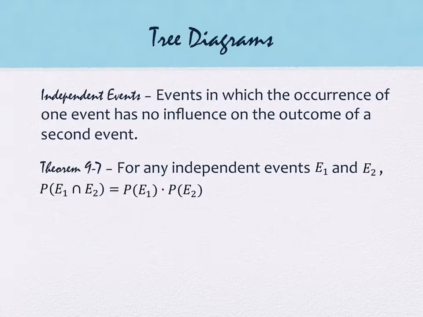Do they depend on one another? Theorem 9.7 tells you exactly what that does in terms of a formula. The probability of event 1 and event 2 occurring is the probability of event 1 times the probability of event 2, if they're independent. That is the kicker here. They have to be independent events or this does not hold true.